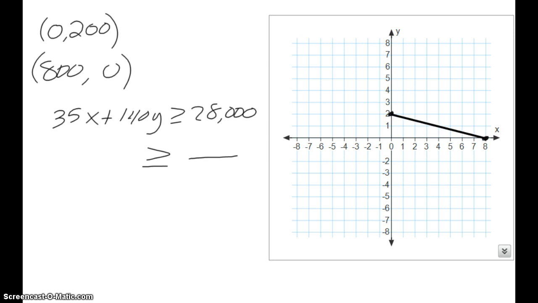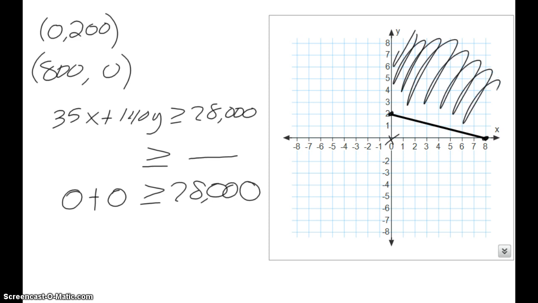Okay. Now the next thing is try my different values on there. If I try 0, 0, is 0 greater than 28,000? No. 0 plus 0 greater than or equal to 28,000? No. So that means I don't graph down here. I am going to graph up there. So that is the graph for that problem.